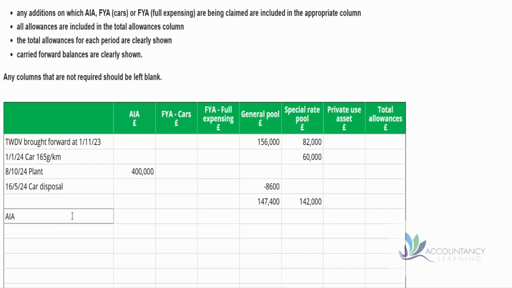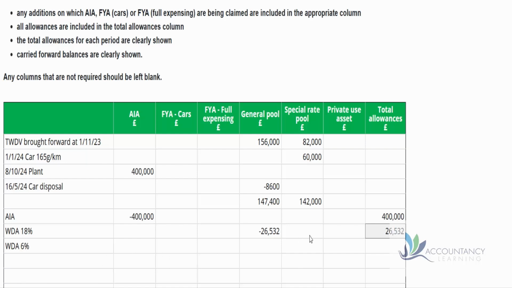So first of all, let's work out our annual investment allowance. So we can take the full 400,000 that we spent on that plant, and all of that can go straight into our allowances column. And then we've got our written down allowances at 18%, and we'll also have our written down allowances at 6% for our special rate pool. So we just take the subtotal, the 147,400, multiplied by 18%, and that's going to reduce our pool by 26,532. And all of that can go into our allowances column.